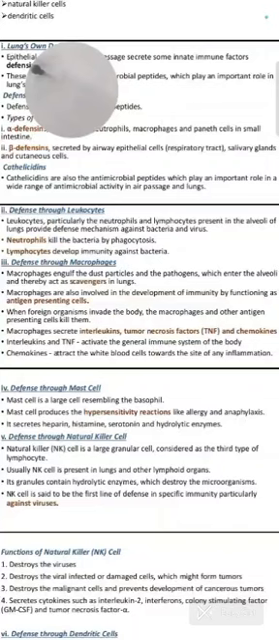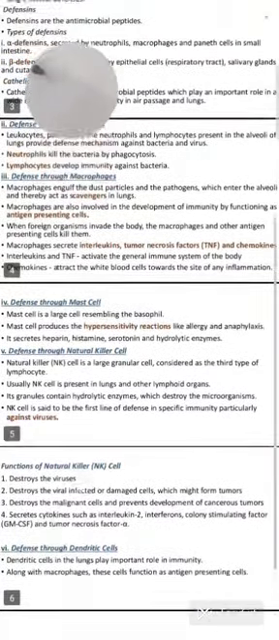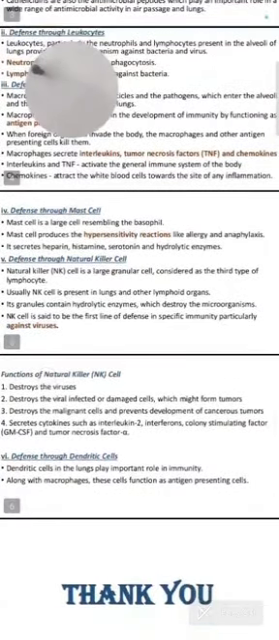And the fourth one is defense through the mast cells. The mast cell is a large cell which resembles the basophil. These mast cells produce hypersensitivity reactions like allergy and anaphylaxis. It also secretes heparin, histamine, serotonin, and hydrolytic enzymes.